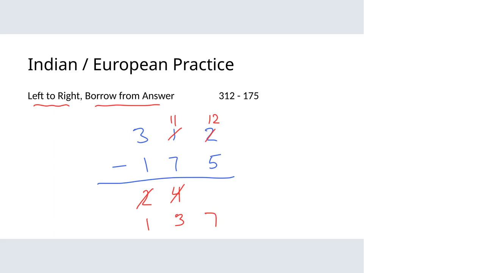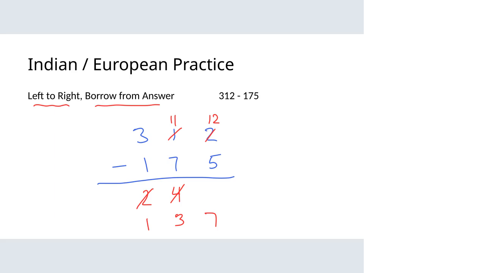And this is easy enough to check. We can make sure we have the right answer here. If I do 312 minus 175, I better get 137. Sure enough. Hopefully that made sense, and we're borrowing from the answer instead of borrowing in the problem.